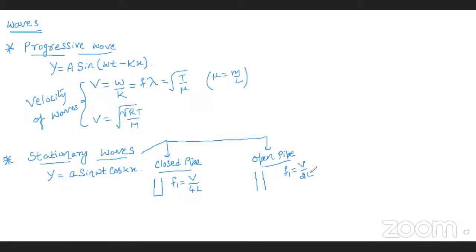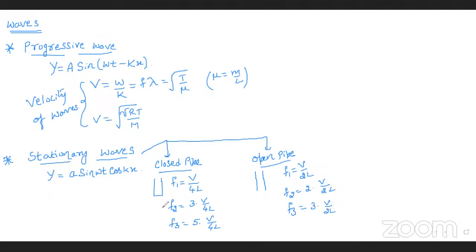So for closed pipe, you have to make use of always V by 4L. For open pipe, it is V by 2L. This is the first frequency, first case frequency. From this, if you want to go for the second frequency, then it will be 3 times of V by 4L. If you want the third frequency, it will be 5 times of V by 4L. What is the frequency of the second case here? 2 times of V by 2L. Third frequency will be 3 times of V by 2L.